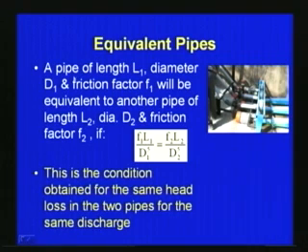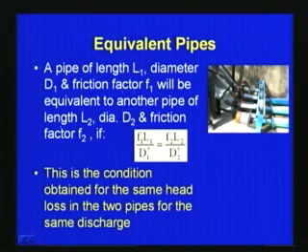So this we can obtain: a pipe of length L1, diameter D1, and friction factor F1 will be equivalent to another pipe of length L2, diameter D2, and friction factor F2 if F1 L1 by D1 to the power 5 is equal to F2 L2 by D2 to the power 5. This condition is obtained for the same head loss in the two pipes for the same discharge.